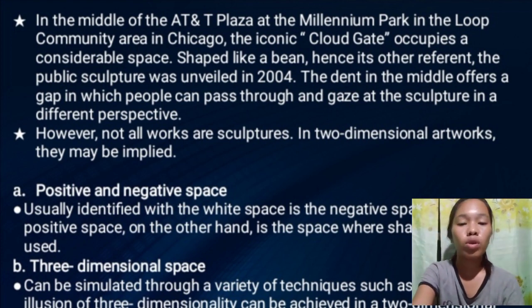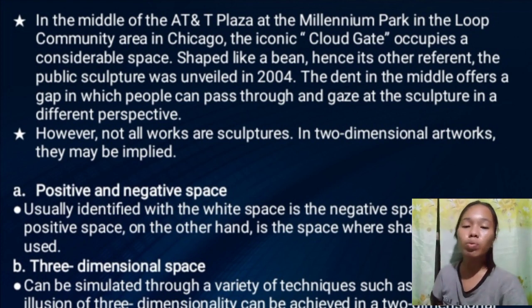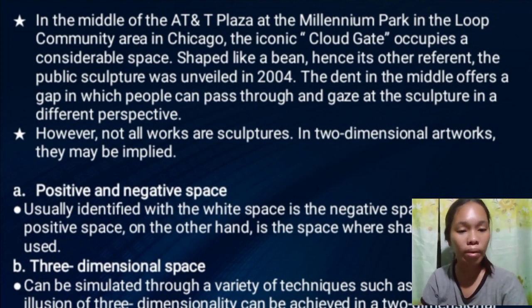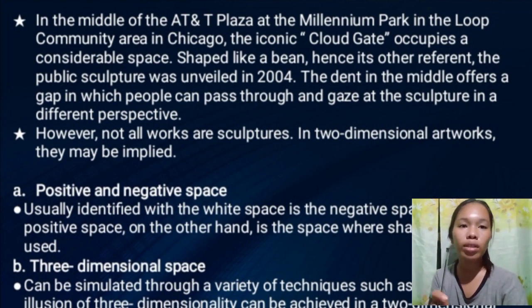However, not all works are sculptures. In two-dimensional artworks, space may be implied. They have a positive and negative space. Usually identified with the white space is the negative space. The positive space, on the other hand, is the space where the shadow is heavily used. So, in black and white, the black is the positive space and the white is the negative space.